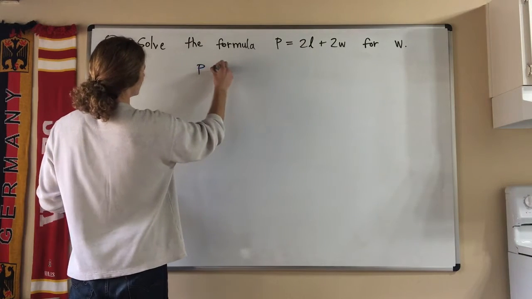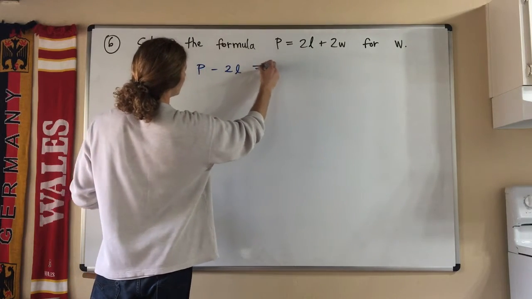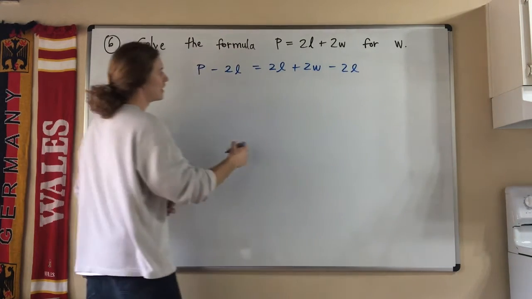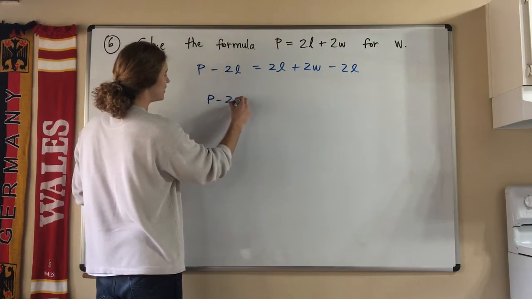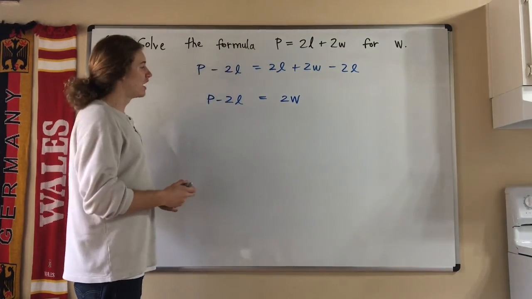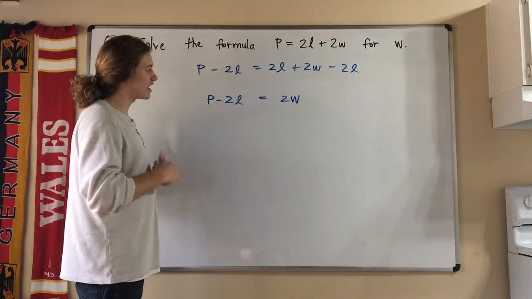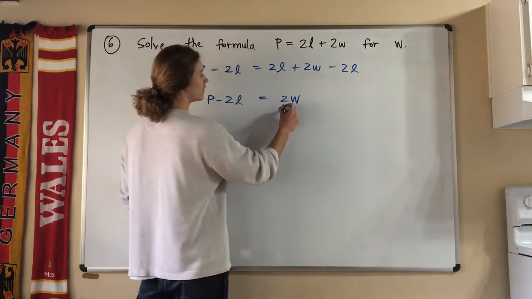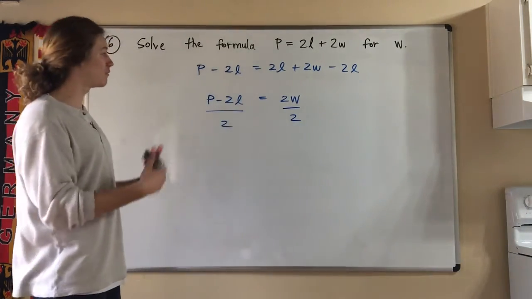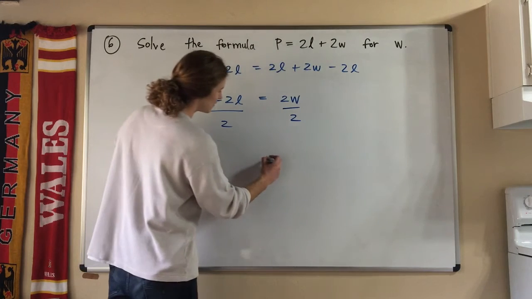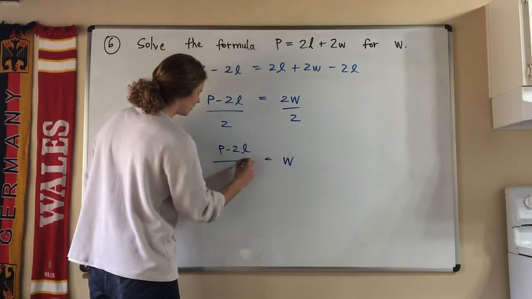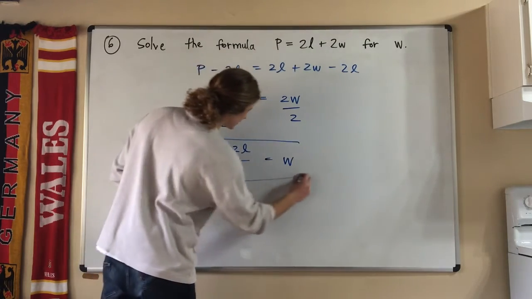So I'll start by writing p minus 2l equals 2l plus 2w minus 2l. You can see that leaves us with p minus 2l on the left-hand side, and on the right-hand side, we're just left with 2w. The final step we need to do to get w by itself is to isolate w using the multiplication property of equality, or in other words, multiplying by the reciprocal of 2, or dividing by 2. Multiplying by 1/2 or dividing by 2. Either way, we can see that our solution now is that w equals p minus 2l over 2. And there's our solution.